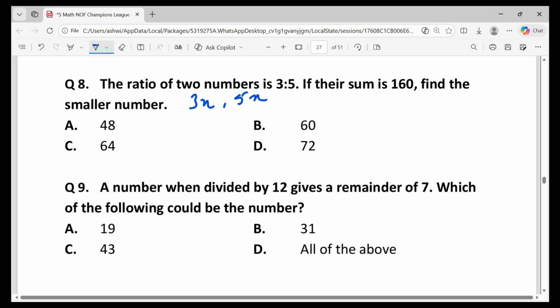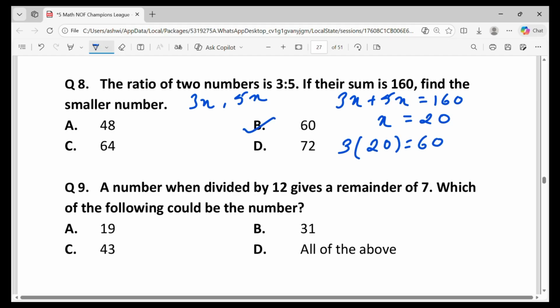The sum is 160. So 3x plus 5x is equal to 160. So x is equal to 20. The smaller number is 3x, that is 3 into 20, that is equal to 60. That is option B.